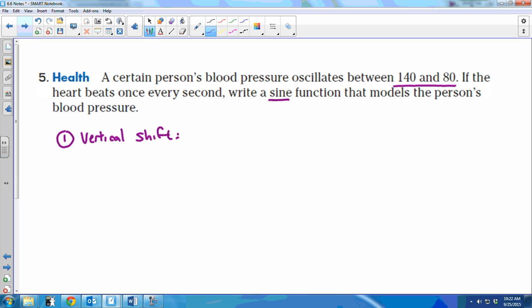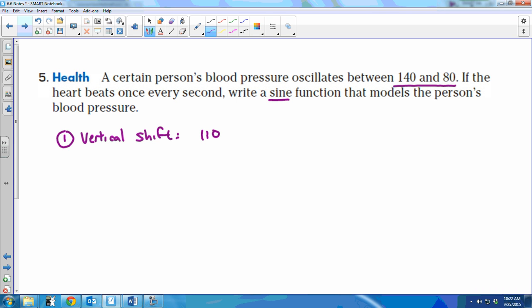The vertical shift is whatever that middle number is between 140 and 80. So how can I find the middle number between two numbers? Just take an average, right? So that's what we're going to do. So 140 plus 80 divided by 2, and I got 110. Does that make sense?